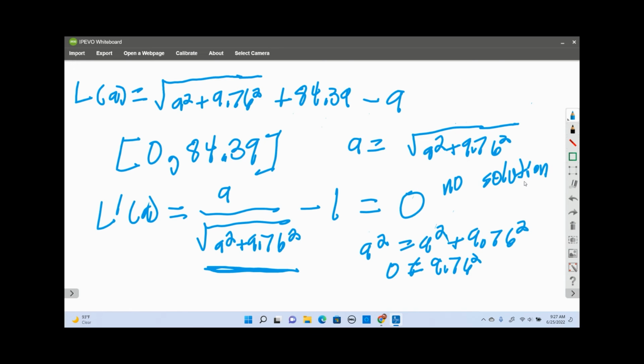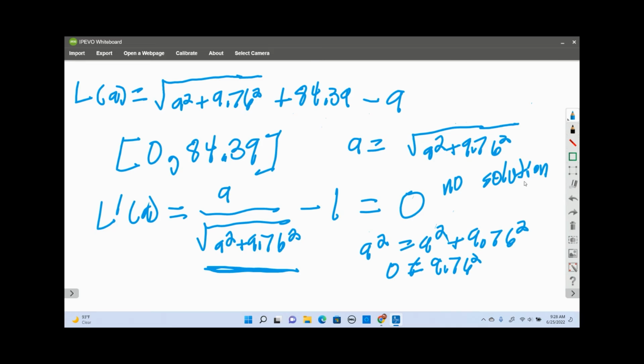So the function doesn't have any critical points. That means the only thing we can do is input the endpoints into the equation. And of the endpoints, the one that gives us the smallest value is going to be the minimum. All right, so let's evaluate the function at the endpoints. We're going to find L of 0 and L of 84.39.